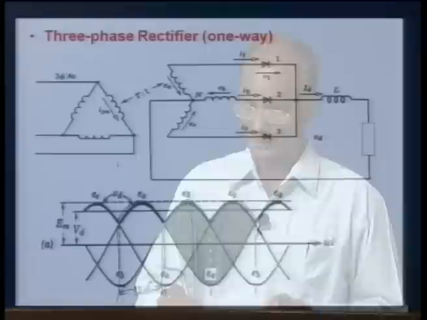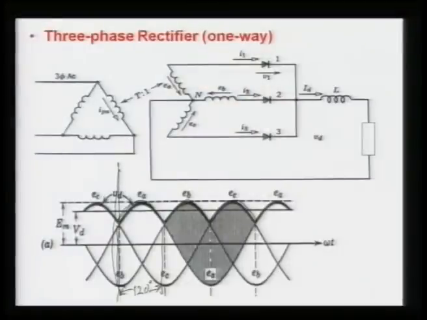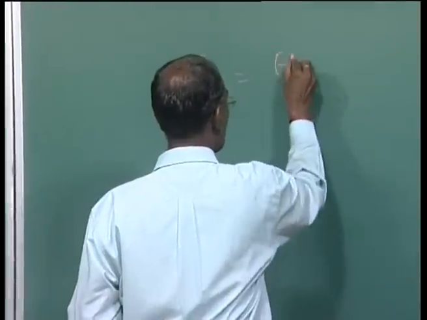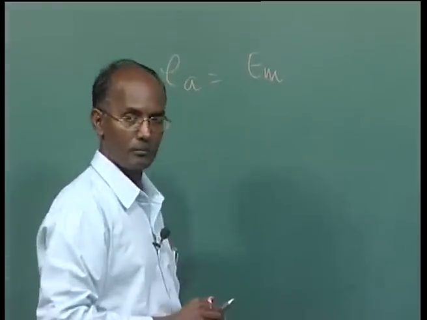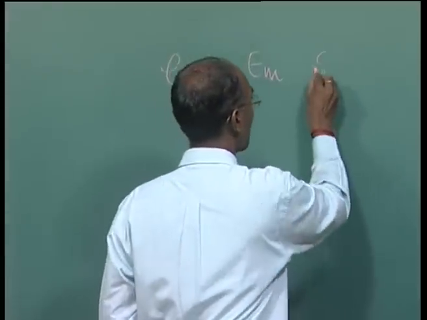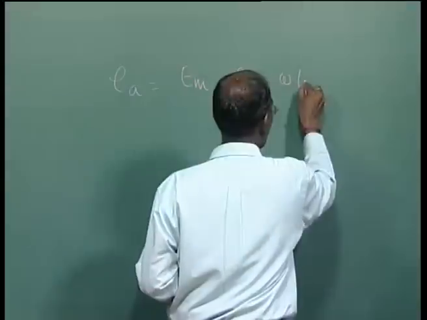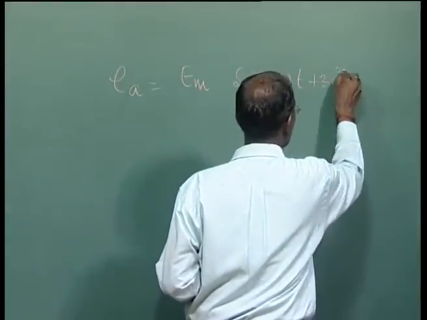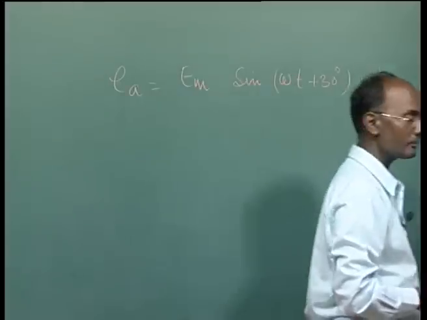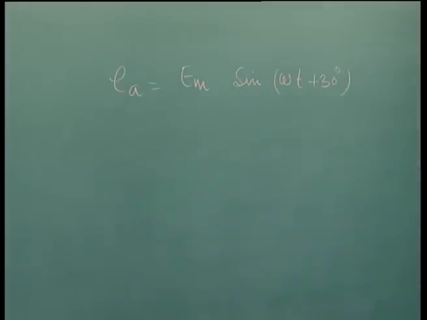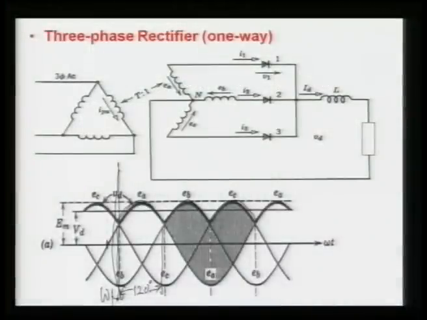We can write the EA equation taking this as an axis, where omega t is equal to 0. EA is EM, the peak value of the phase voltage, times sin of omega t plus 30, because it is a 30 degree shift. You can see EA is 0 at this point, which means this angle is 30 degrees.